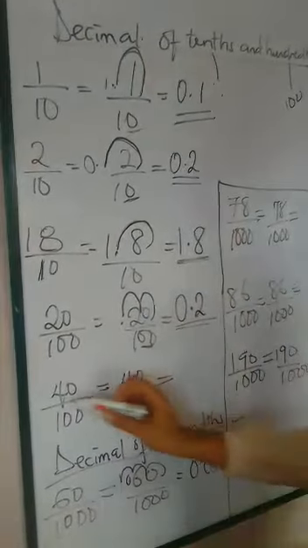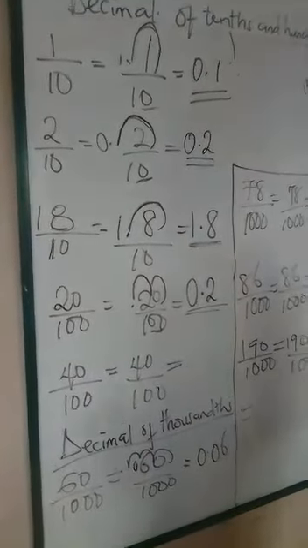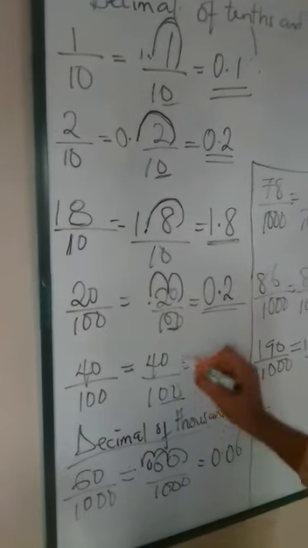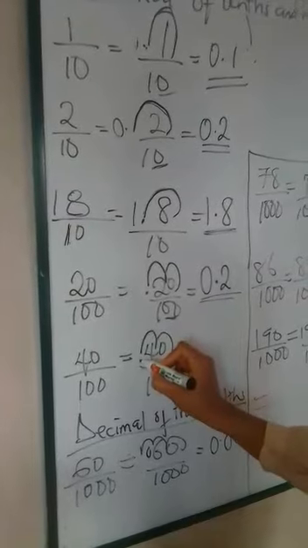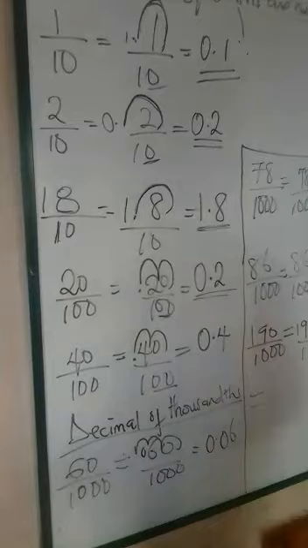Okay, I have 40 over 100. Two zeros, so I will move my decimal point 1, 2. It becomes 0.4.